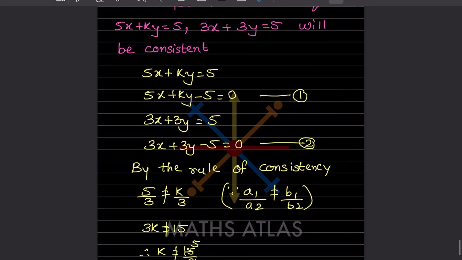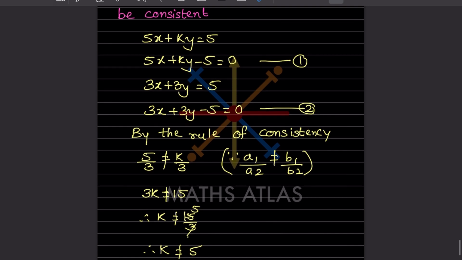So now we want this to be consistent, by the rule of consistency. When we compare this and this, what do we get? 5 by 3. And when we compare this and this, that is the y coefficient, we get k by 3. Why do we say that it is not equal to? Because we have a1 by a2 not equal to b1 by b2. So now 3k is not equal to 15. So k will be what? This 3 will go on the other side, and this will remain here. So k is not equal to 5.